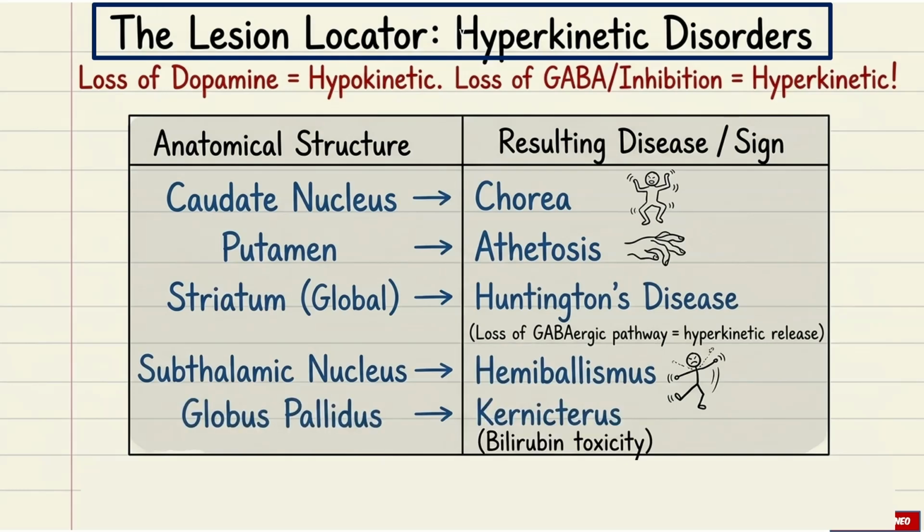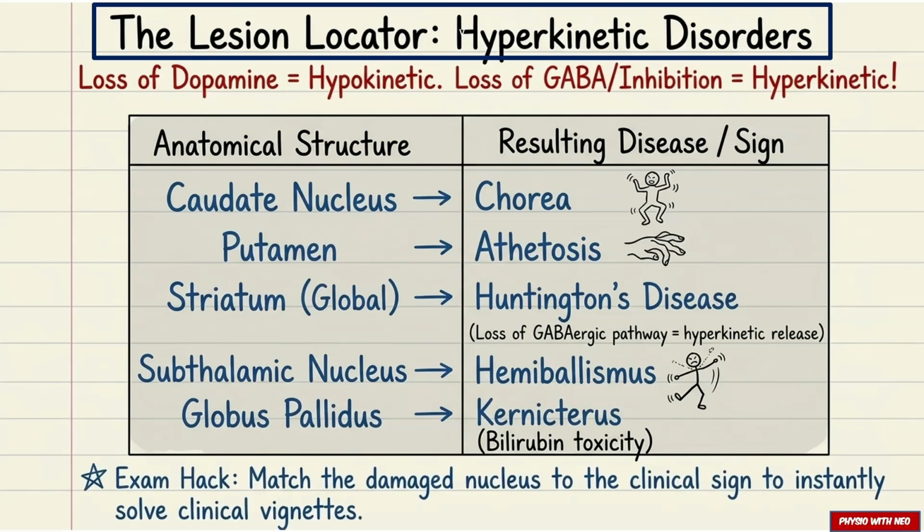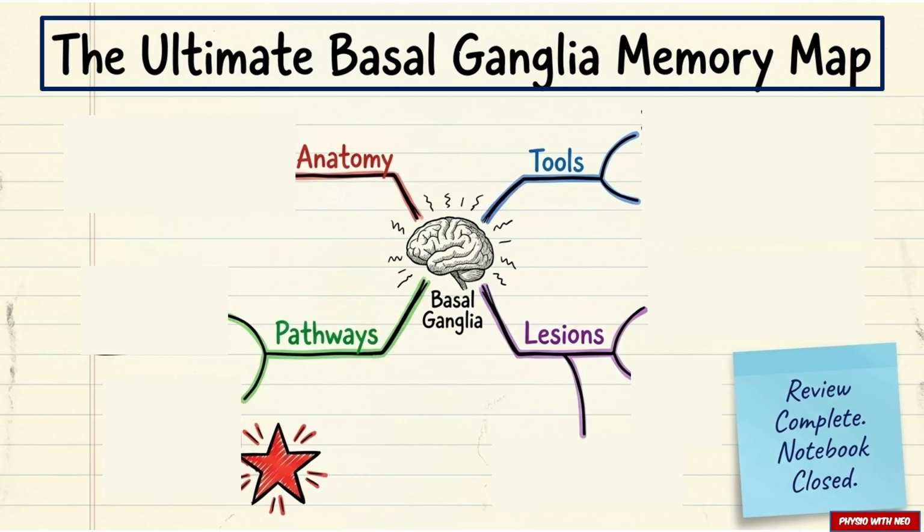Now, instead of memorizing diseases randomly, simply connect each lesion with its nucleus. This table alone is enough to answer several viva questions. And finally, let's combine the whole chapter into one single memory page. This is the page that you should revise before entering your university examination hall.